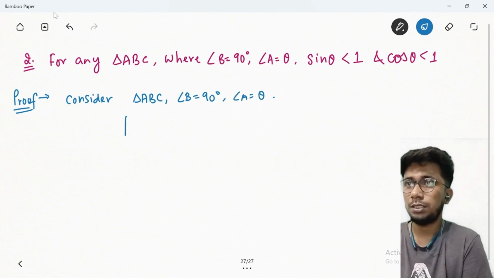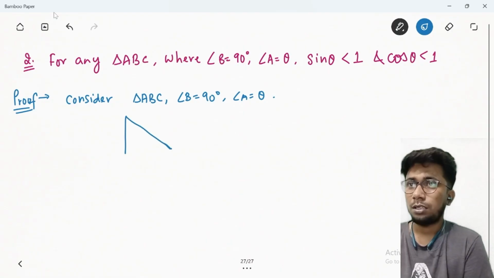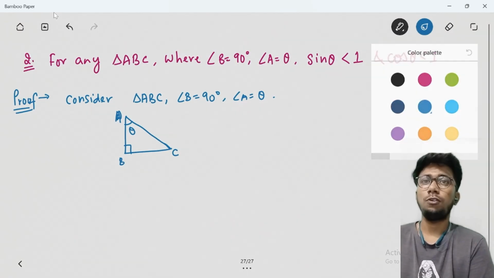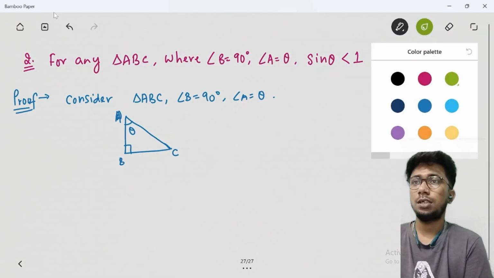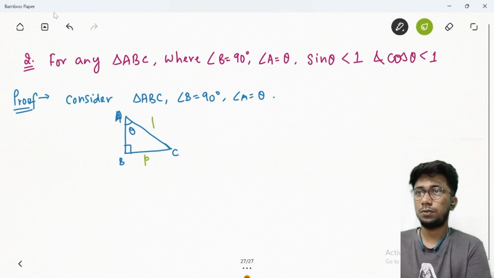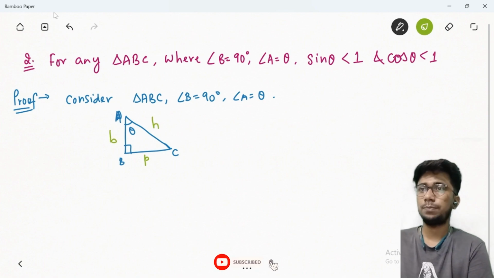That means consider this triangle. This is A, B and C. Let's call this theta. This one will be 90 and this one will be our theta. Now what will be our perpendicular, base and hypotenuse? Corresponding to this theta, this will be our perpendicular, this will be our hypotenuse and this will be our base.